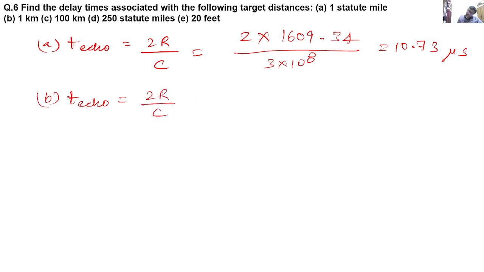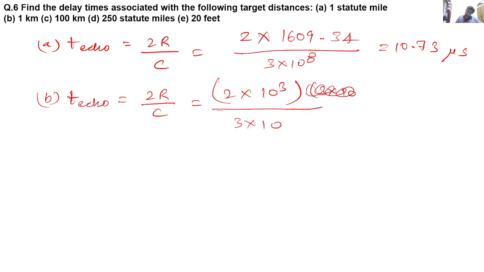Is again 2r by c. 2 into 1 kilometer. So 1 kilometer is basically, B is 1 kilometer. Okay. 10 to power 3 times 3 into 10 power 8, that comes out to be 6.67 microseconds.